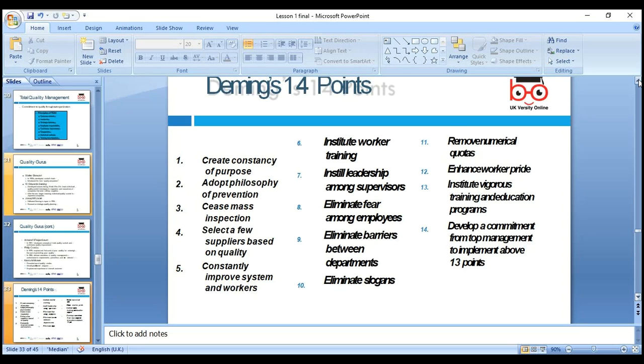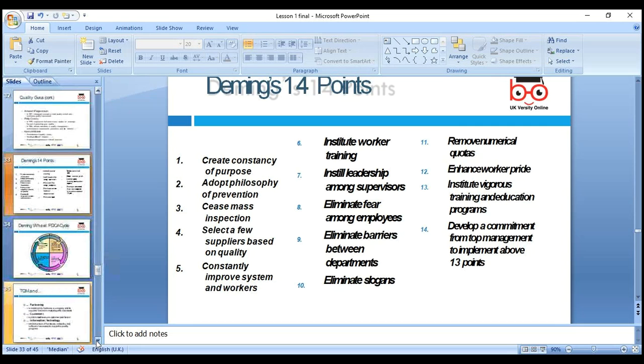Develop the commitment from the top level to implement the above 13 points. All these 13 points need to come from top-level management. They respect, they listen. Anybody can go into their office.